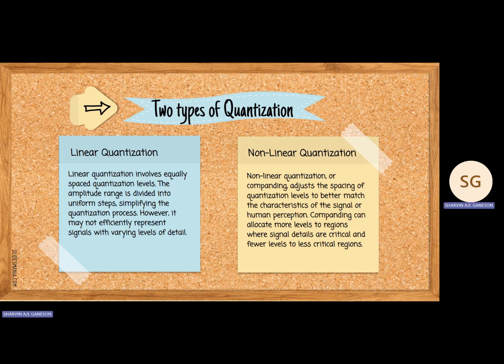For linear quantization, it involves equally spaced quantization levels. The amplitude range is divided into uniform steps, simplifying the quantization process. However, it may not efficiently represent signals with varying levels of detail.